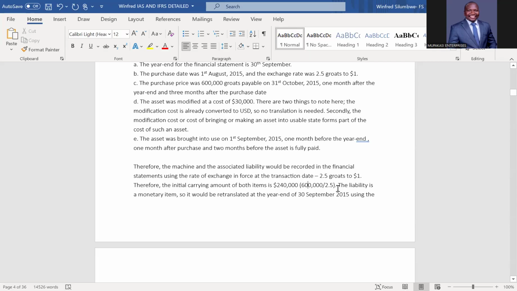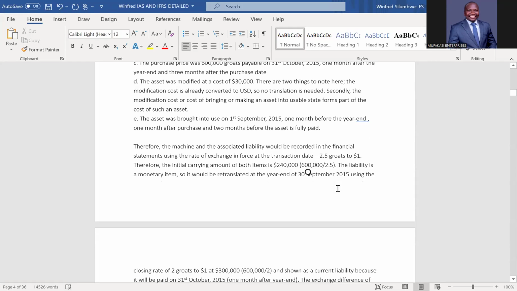So it would be translated at the end of September 23. Now, you know that on 1st August when this asset is being bought, the asset is being recognized at $240,000, which means you are debiting an asset. You're also crediting a payable of the same amount, 240. But this payable, at the year end, 2 months later, when you are closing the account, needs to be retranslated, but not the asset, not the value of an asset. It's a payable because you haven't paid. So the liability is a monetary item.